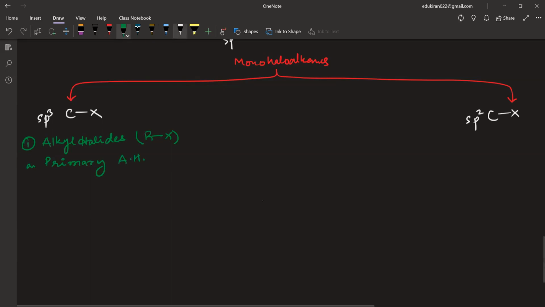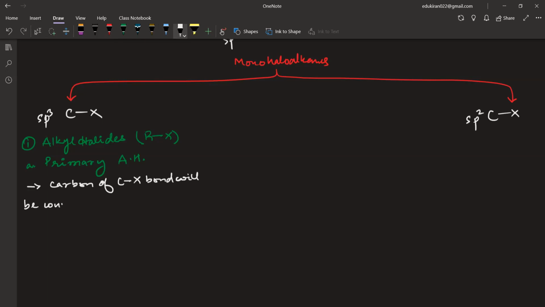Now, for this primary alkyl halide, what is the identification? The carbon of the CX bond will be directly connected to one carbon atom. Indirectly it will connect to many, but it will be directly connected to one carbon atom.